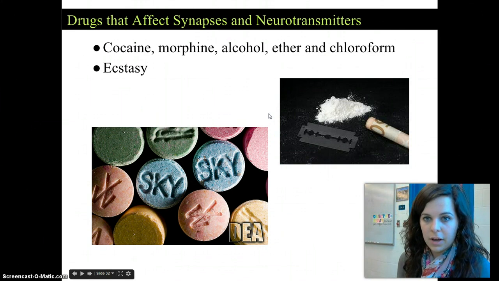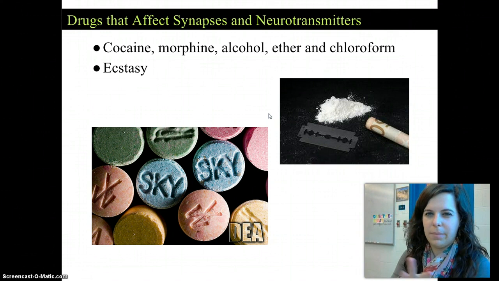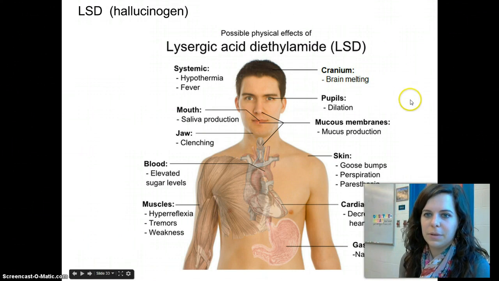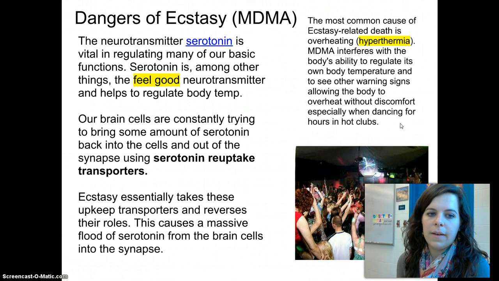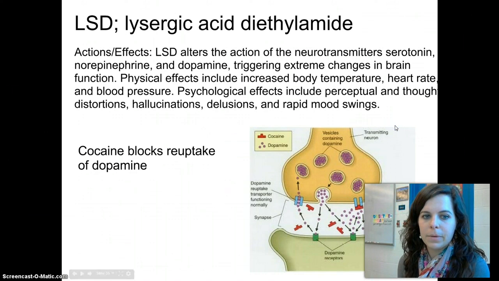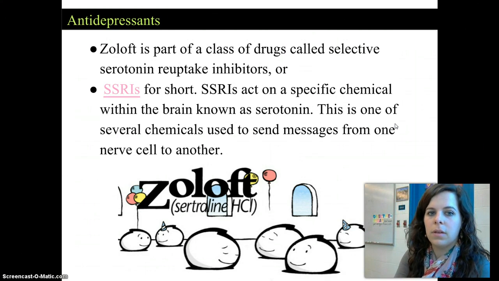Cocaine and other drugs anesthetize your nerve fibers, so you can't feel as much. They're really inhibitory, so you don't really feel as much, and judgment decreases, and all of the things that you learn about in health class. LSD makes you hallucinate. And ecstasy has some dangers; you can really overheat. It doesn't inhibit serotonin, it causes a flood of serotonin, and so you can really overheat and your body temperature is not correct. I'm going to skip over this. Antidepressants work with serotonin as well.